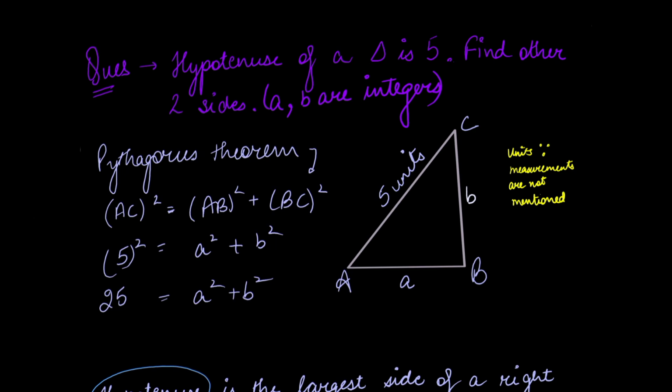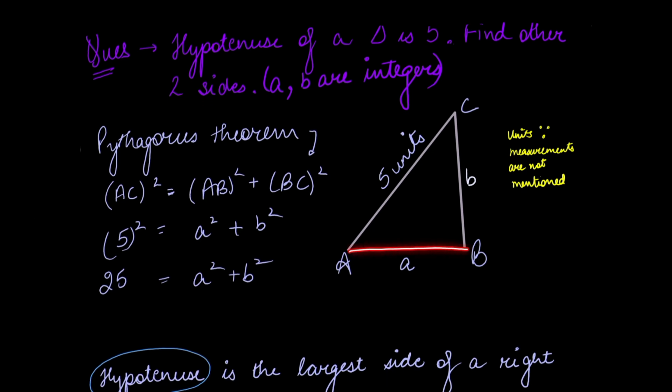Let us look at the first question based on the Pythagoras theorem. The question is, the hypotenuse of a triangle is 5 units. Find the other two sides, and the other two sides are given as integers. Now Pythagoras theorem can be applied in any right angle triangle. So let us say that ABC is a right angled triangle, right angled at B, and AC, that is the hypotenuse, is 5 units, and the other two sides are A and B. Let's say that AB is A and BC is B units.